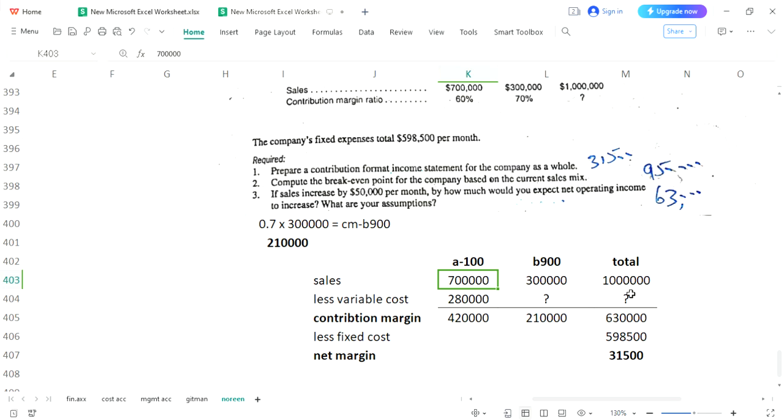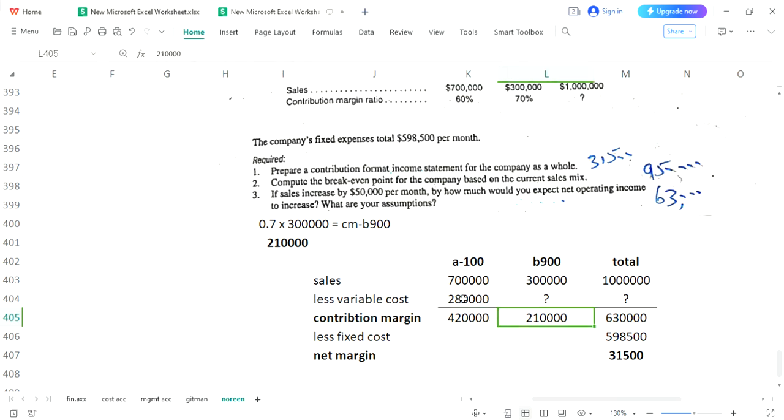When you subtract 280 from 7 lakh, it should be equal to 4,20,000. We can do it over here. 7 lakh subtract 2,80,000. So your answer is 420,000. It means we have proved that the calculations are correct.